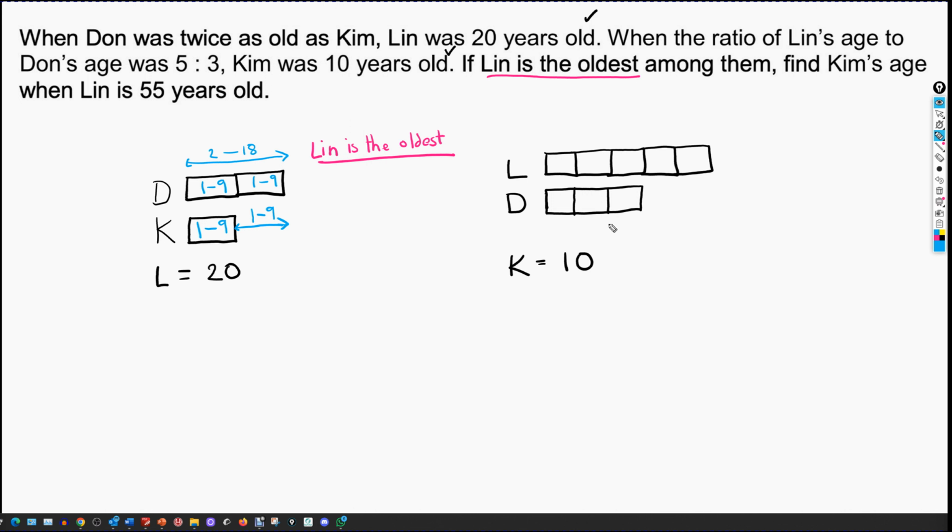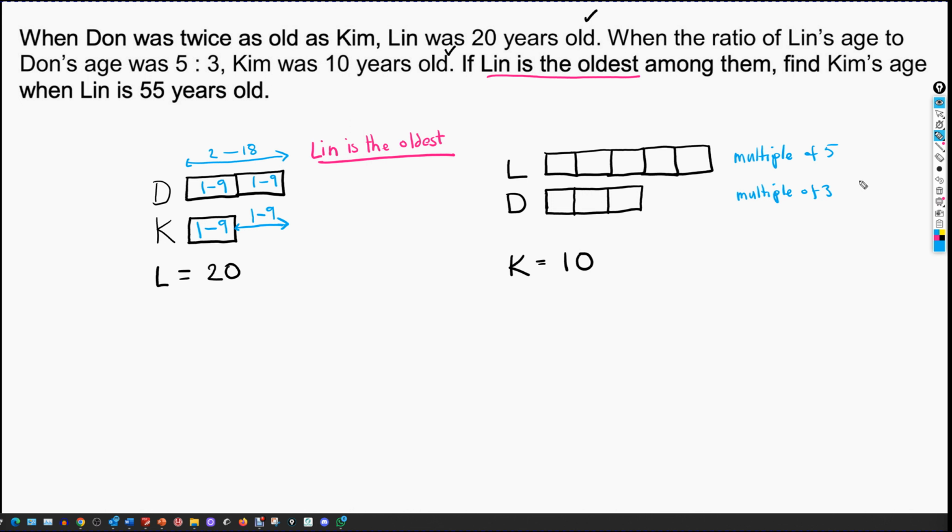So we then went over to here. What can we figure out from here? Well, immediately we can see, because we know that we've drawn this 5 to 3 relationship, we know that whatever this value is, it's the same value here. So what that tells us is that in this snapshot, Lin's age is a multiple of 5, and that Don's age is a multiple of 3. That's what the model shows us.